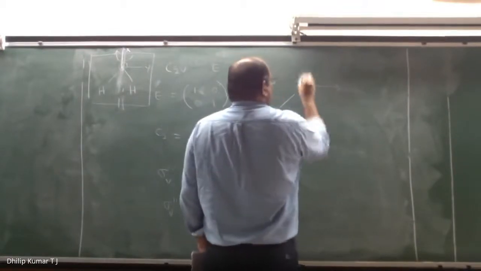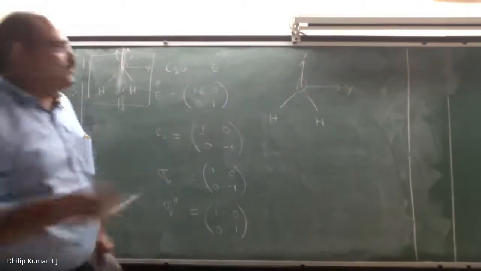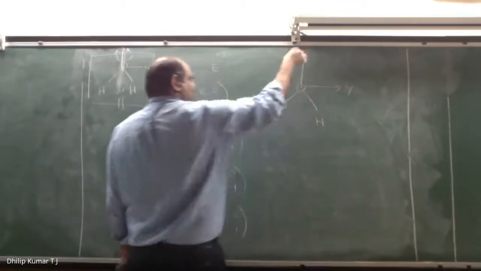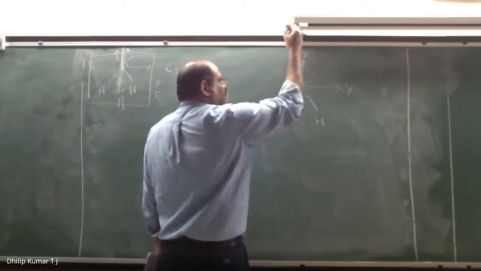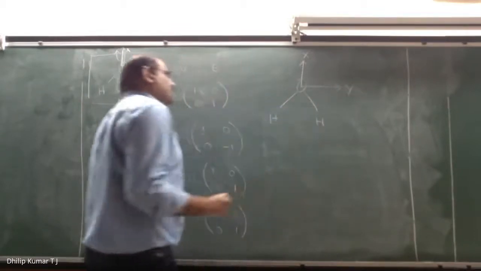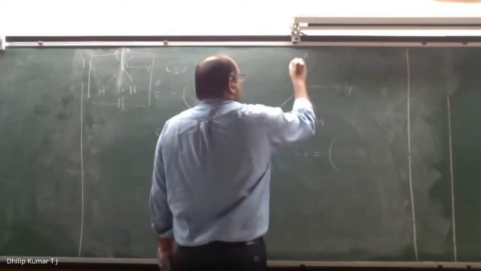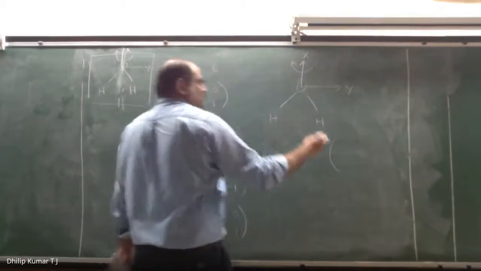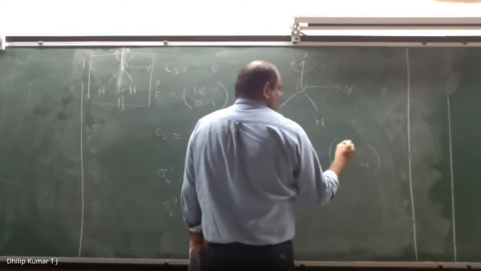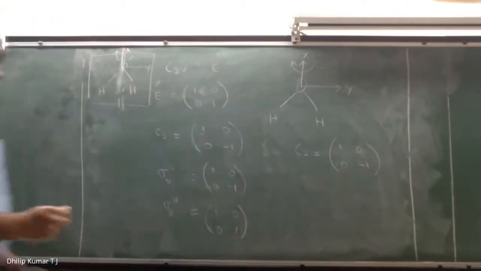Say this is y. For this representation, x is going vertically, maybe going north, and y is towards the right side. If you perform C2, what happens? Just y will become minus y, and x will remain as plus x. So something like this you get. Any problem? Yes, sir.